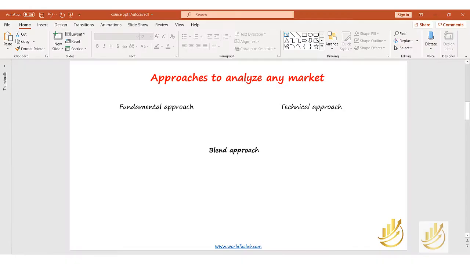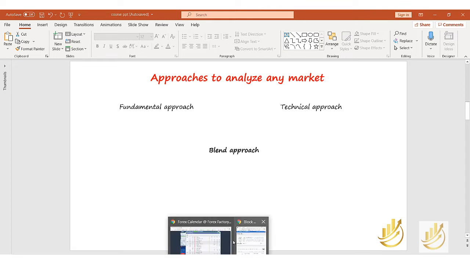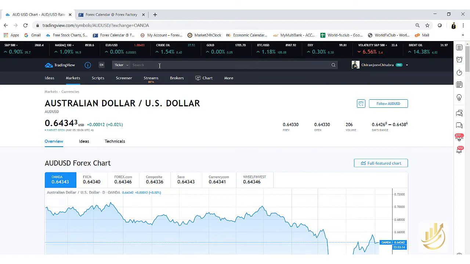The second approach is called the technical approach, where you will analyze all the charts. You will try to pick up what price is telling you, and based on that you decide to go long or short. This is more towards a mathematical approach, reading charts, understanding price and all these things. I'll give you an example. What is an example of the technical approach?